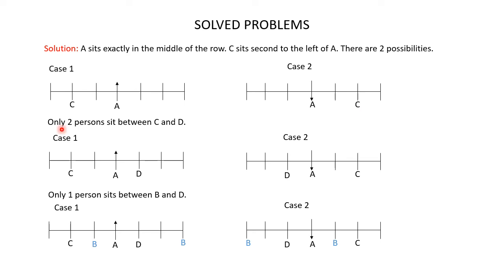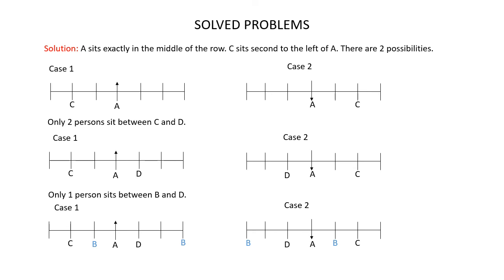It's given only 2 persons sit between C and D. So in case 1, you can mark the position of D here. Then you'll see that there are only 2 persons sitting between C and D. In case 2, you can mark D's position here so that there are 2 persons between C and D.